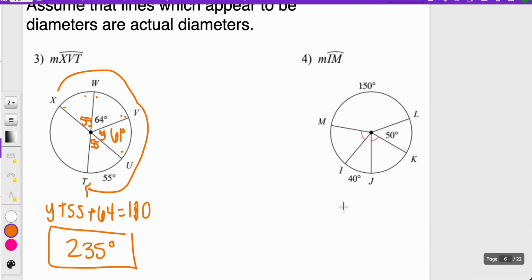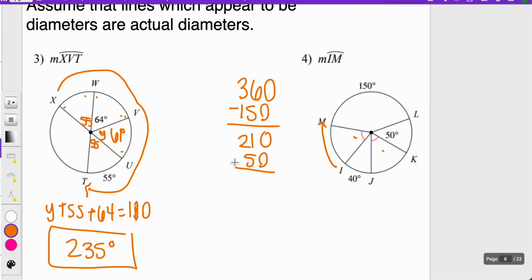Same thing here. IM is this one, and that's a minor arc. I have these two angles that are matching, so these are going to be corresponding. So when I think about this picture as a whole, my entire circle is 360, so I'm just going to start taking off things that are given to me. 360 minus 150 gives me 210.